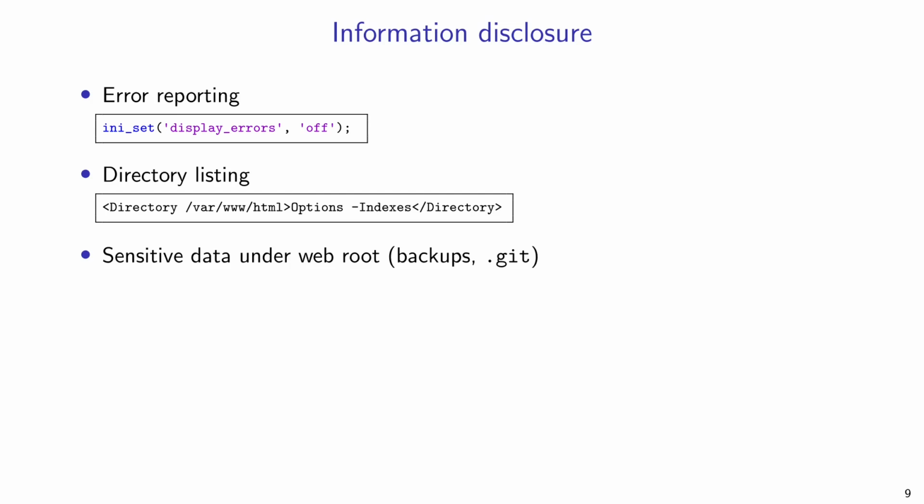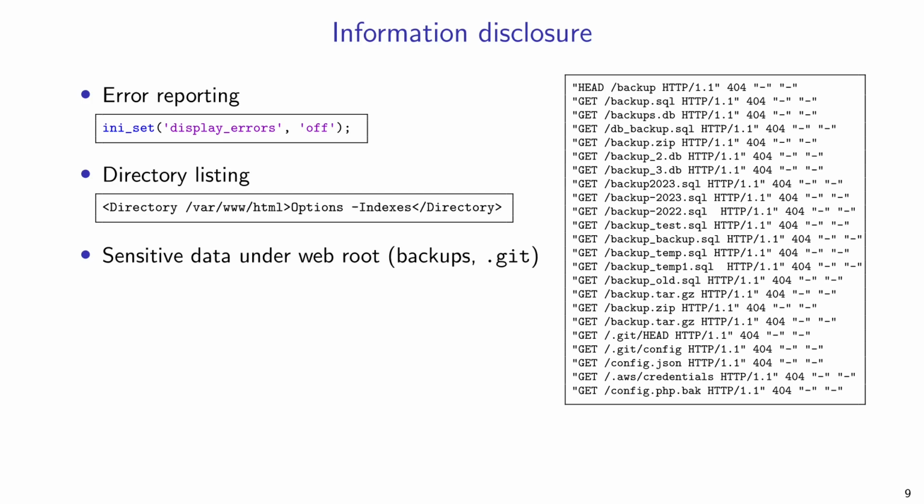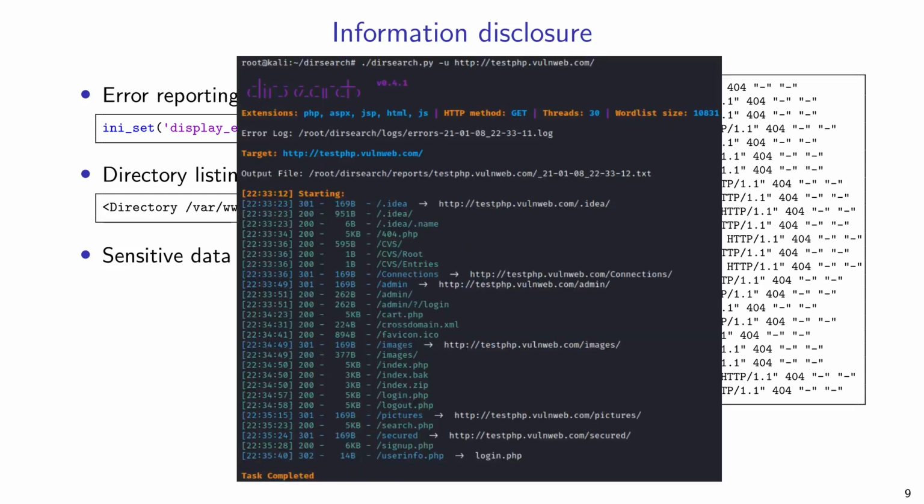This is especially true for version control systems like Git, where attackers might access version control history by navigating to the .git directory. So if we check our web server log files, we will likely see that there are quite a few requests from bots that are attempting to brute force common sensitive file names, as here trying different variations of backup files. There is a tool called dirsearch that can automate this process.